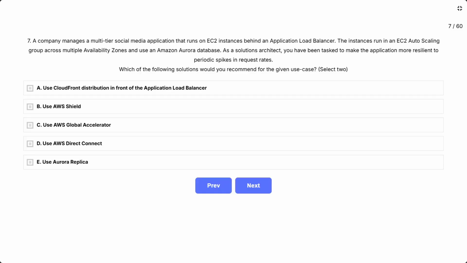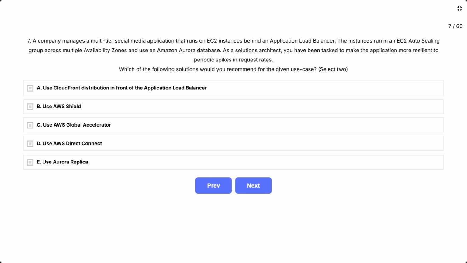Question 7. A company manages a multi-tier social media application that runs on EC2 instances behind an application load balancer. The instances run in an EC2 auto-scaling group across multiple availability zones and use an Amazon Aurora database. As a solutions architect, you have been tasked to make the application more resilient to periodic spikes in request rates. Which of the following solutions would you recommend for the given use case?